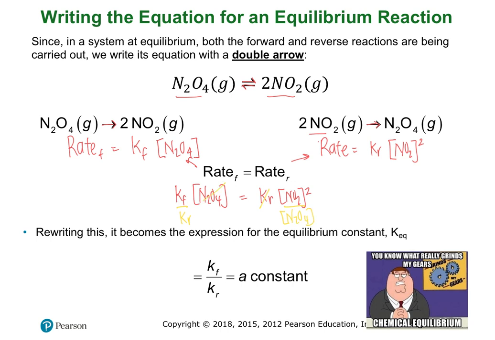So my forward rate constant divided by my reverse rate constant gives me the NO2 squared concentration divided by the N2O4 concentration. And this is equal to a constant which we call Keq, the equilibrium constant. It will basically be my products over my reactants. So that is the basis for equilibrium and the equilibrium constant. Now we'll focus a lot on what that looks like.